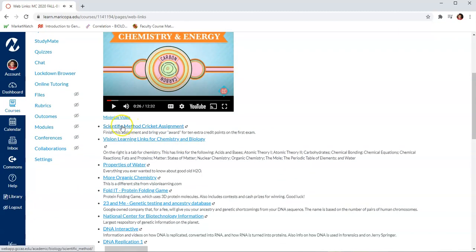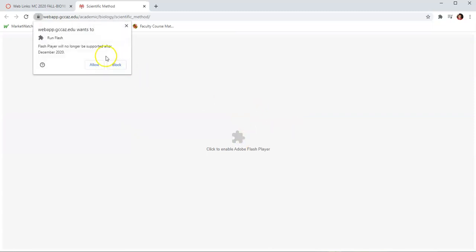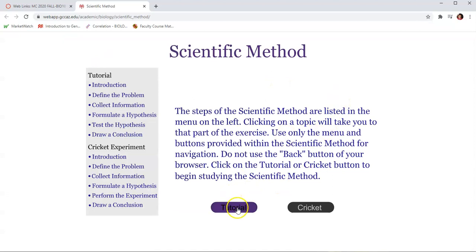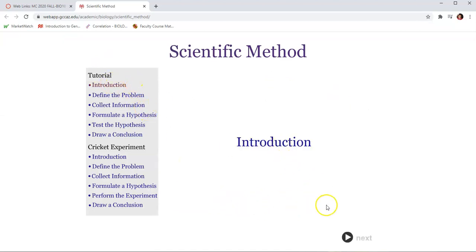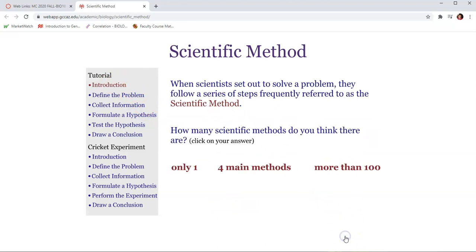And then there are other links. So this is the Qriket assignment. You have to enable Flash Viewer to do it. I want you to do the tutorial and the Qriket, and then it'll go through each of these. It's generally about the scientific method. So I'll give you a freebie. When we talk about the scientific method, how many different methods are there? And the answer is many.